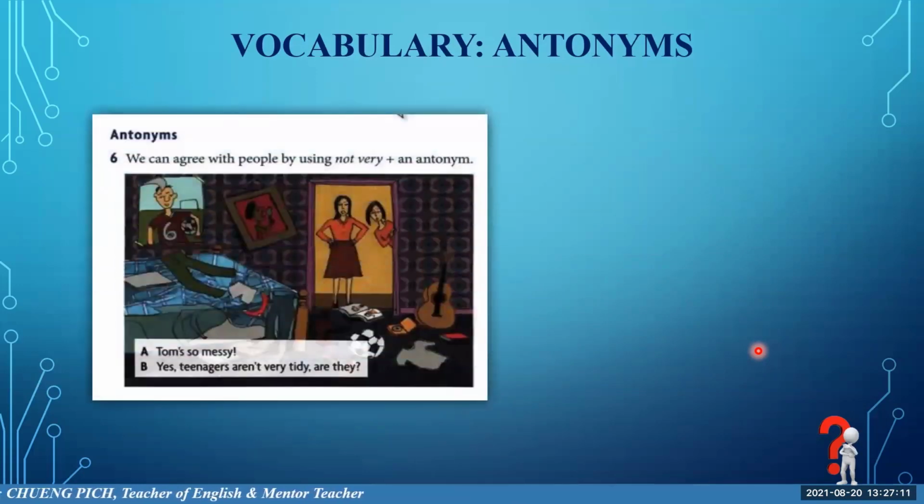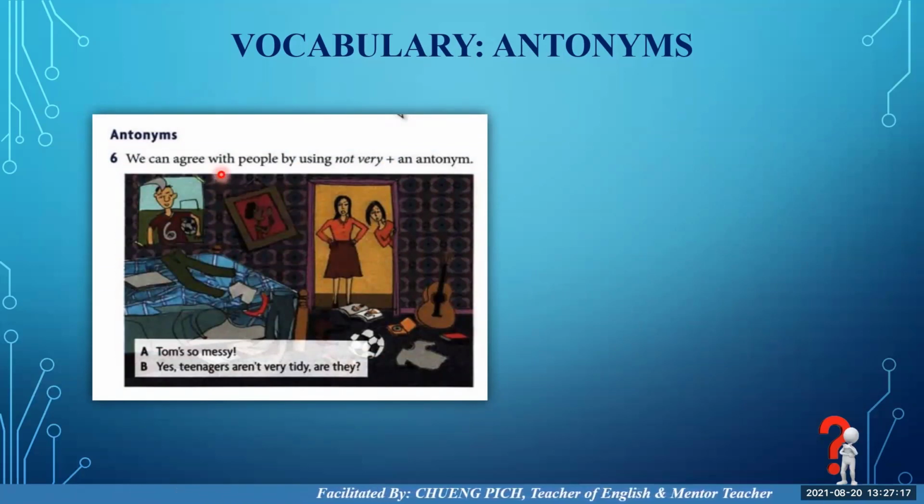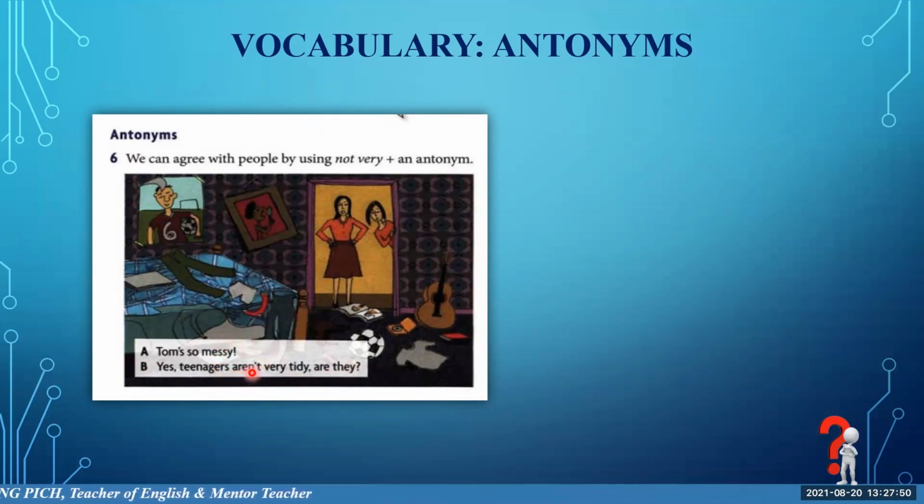Okay, so look at this picture. It's a room, right? It's messy, right? Yeah, of course. So look at the boys here and these ladies, and look at the room and see the messy guys here with the messy room. Okay, so we can agree with people by using not very plus an antonym. For example, we say Tom's messy, it means Tom is so messy. And then we say, yes, teenagers aren't very tidy, are they? So here we use not with very plus an antonym.